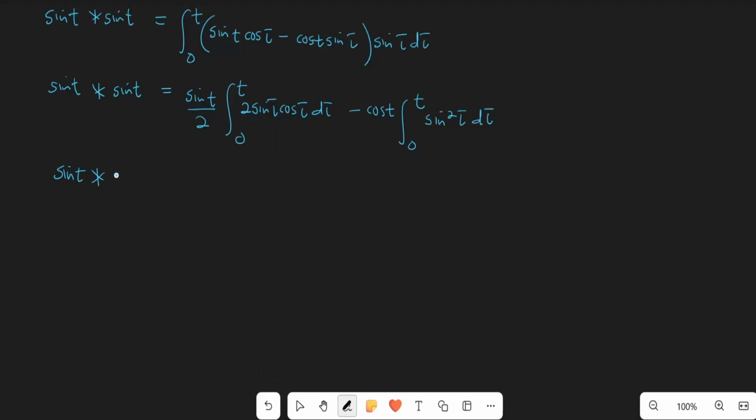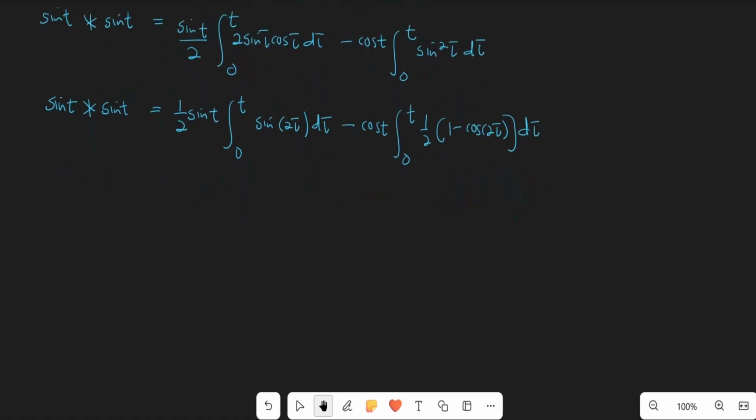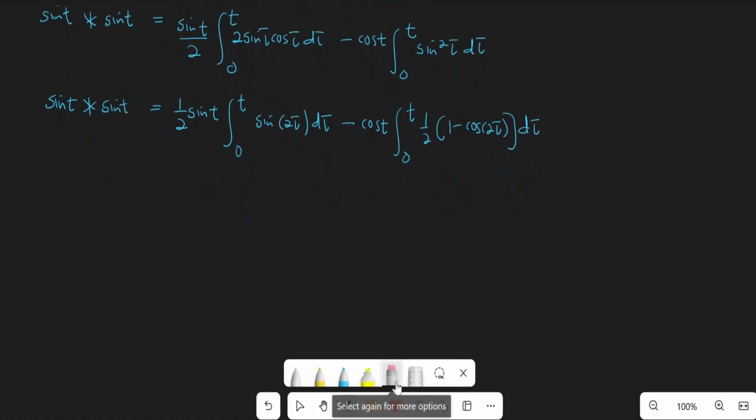So sine of t convoluted with sine of t. This is equal to 1/2 sine of t in front in the first integral. And now this one is the integral from 0 to t of sine of 2 tau, d tau, minus this one using the double angle identity again. This one is going to be the integral from 0 to t, and then sine square of tau can be written as 1/2 into 1 minus cosine of 2 tau like this. And now d tau. Cool. So this 1/2 I'm going to pull it out of the integral, this one. So I'm just going to have this divided by 2, so that is like 1/2 times cosine of t.